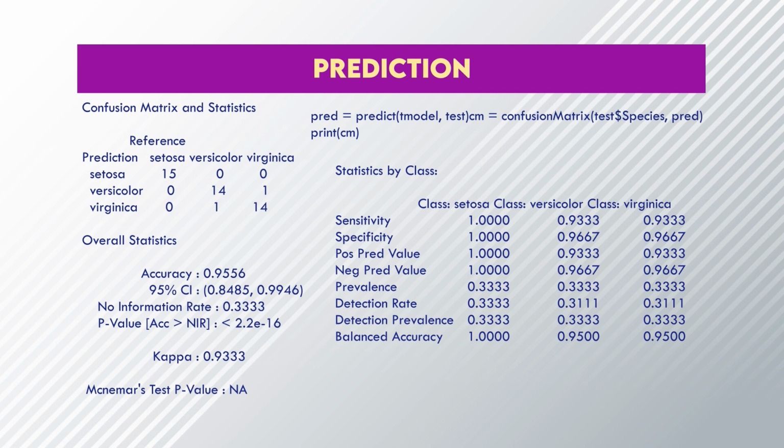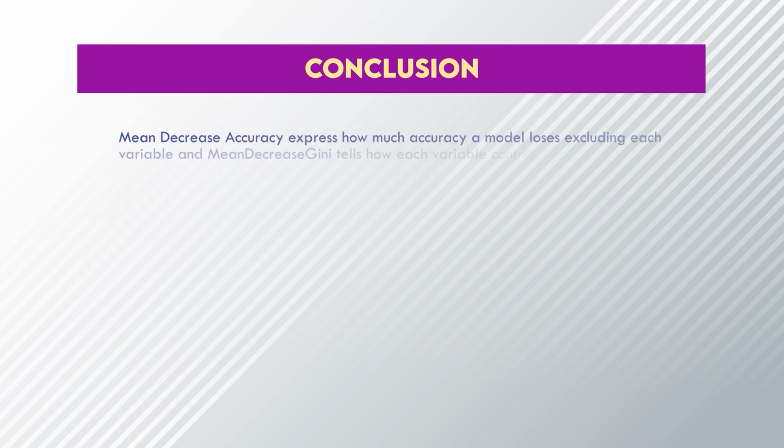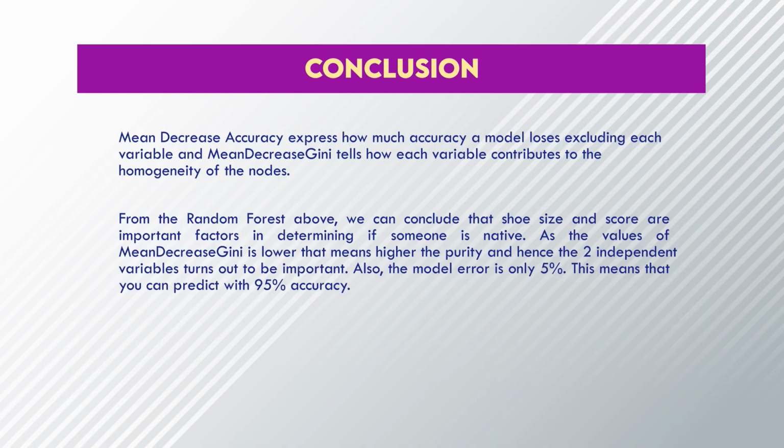That is why the accuracy decreases to 95%, and based on that you can check other metrics like sensitivity, specificity, detection rate and other things as well. So you can check from here what the conclusion will be. The mean decrease accuracy expresses how much accuracy a model loses by excluding each variable, and mean decrease Gini tells how each variable contributes to the homogeneity of the nodes. So the mean decrease Gini index will tell you the feature importance.